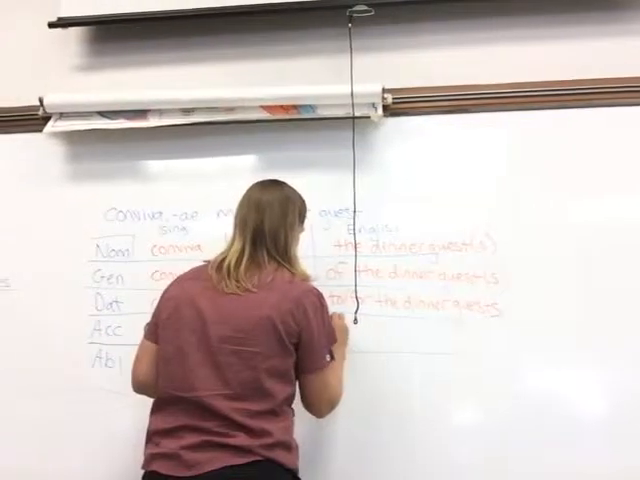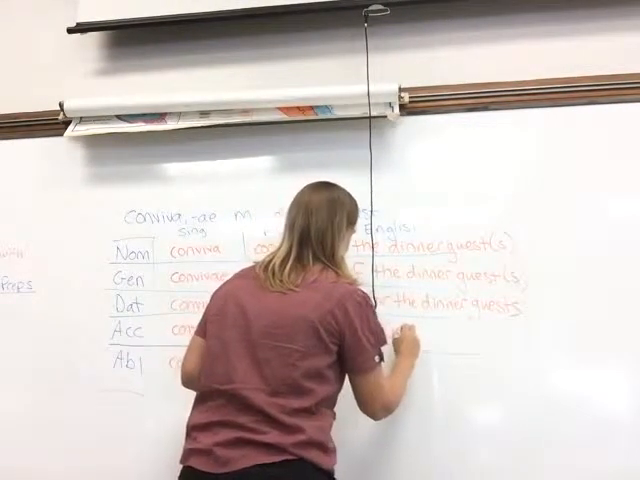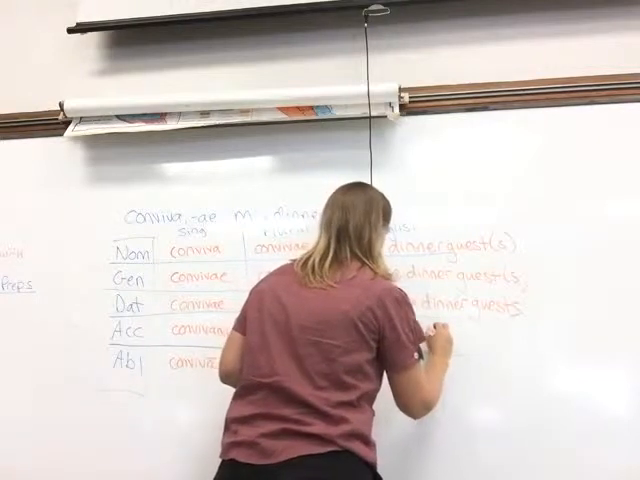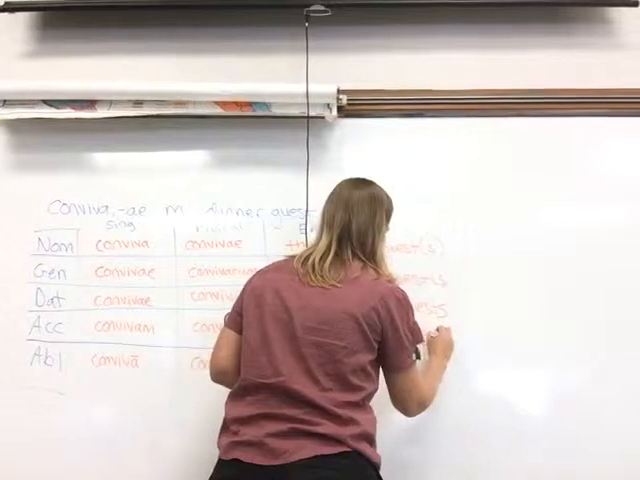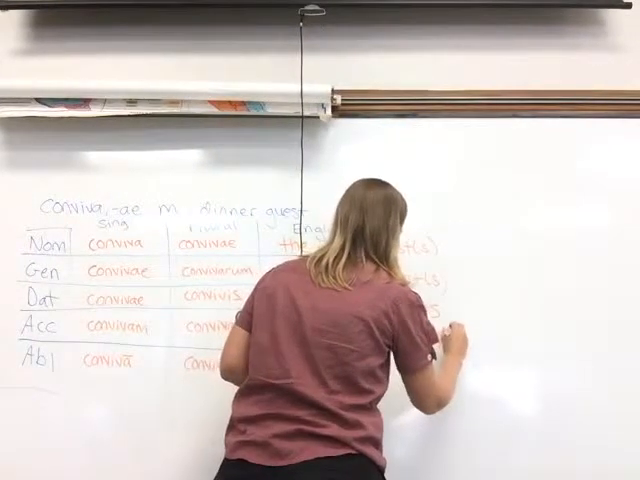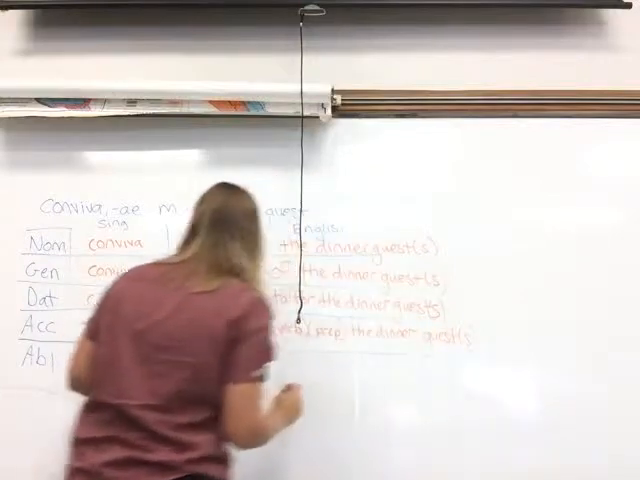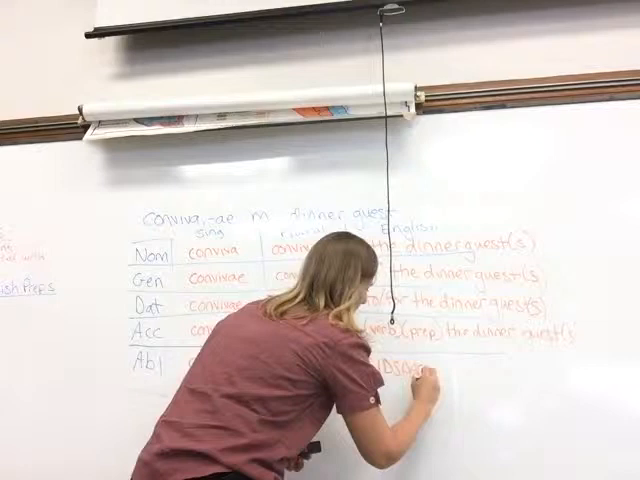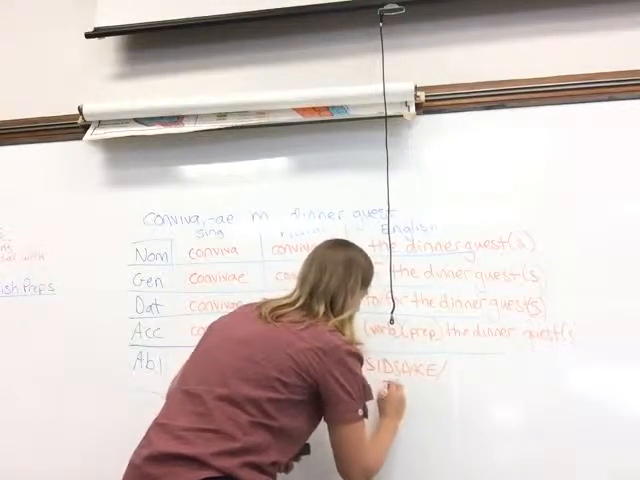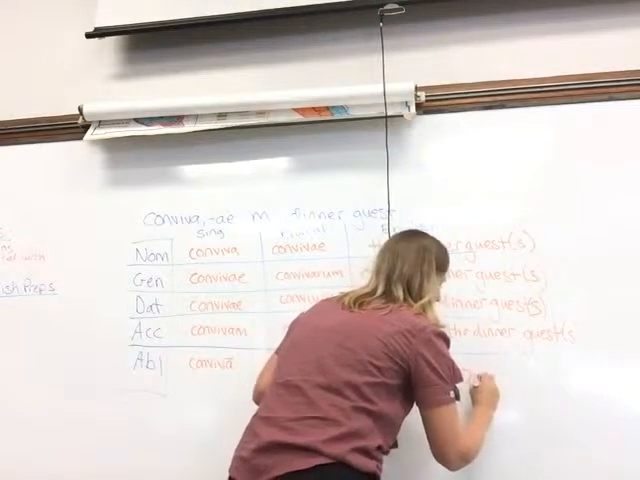Accusative: verb or preposition, the dinner guests, which means they're not going to appear at the beginning of a translation of a sentence. And then ablative: by, with, or from the dinner guests.